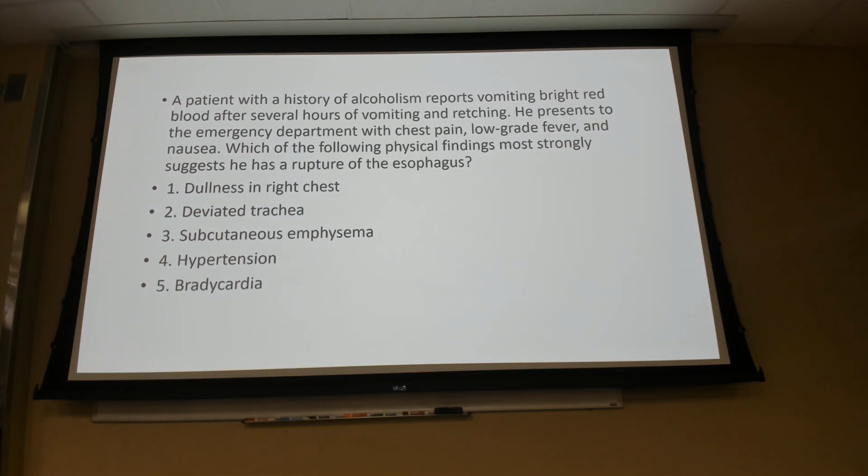All right. So patient with a history of alcoholism, vomiting bright red blood, presents to the ED with chest pain, fever, nausea. Which of the following findings suggest he has a rupture of the esophagus? Yeah, the subcutaneous emphysema. So we talked about the Hamman sign, but you can also have air leak anywhere along the esophagus if it's not in the chest. So you may have subcutaneous emphysema, like when you're palpating the neck. So it's a classic finding for this.